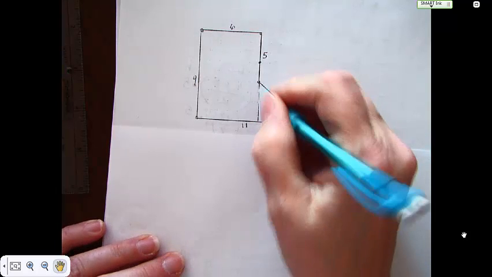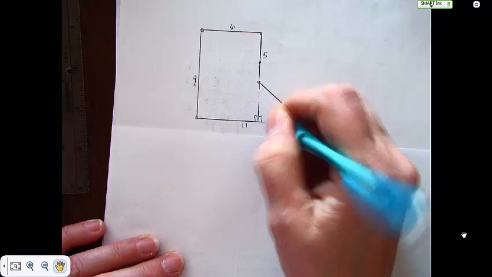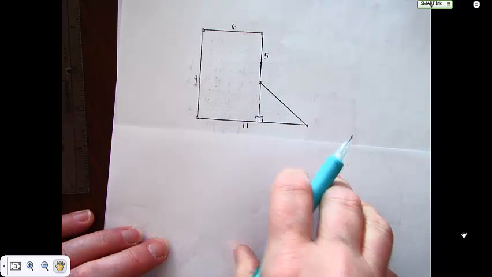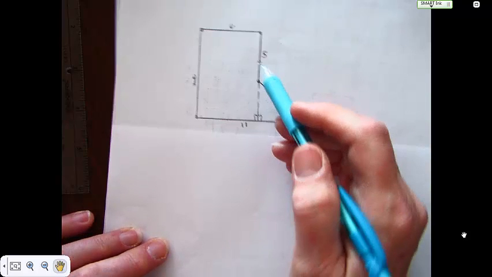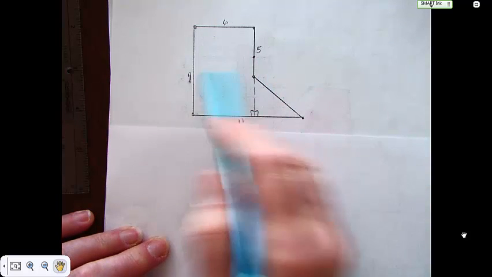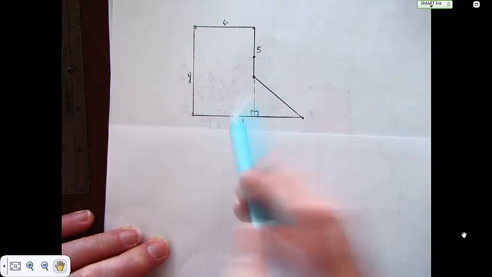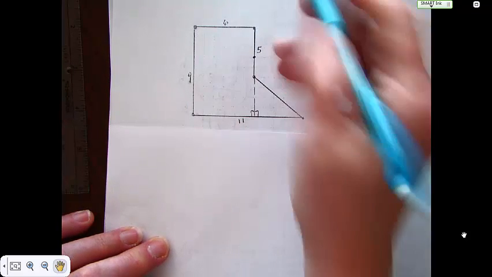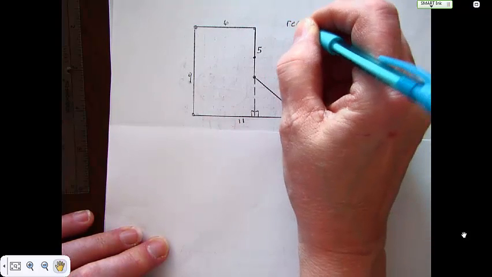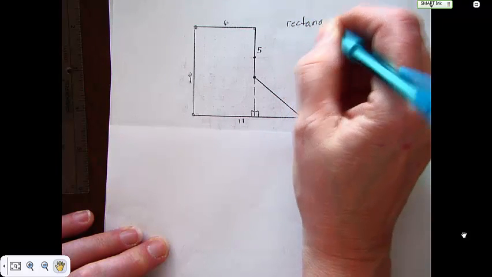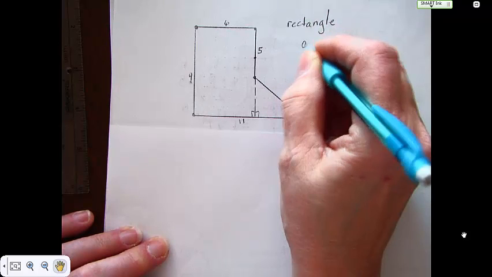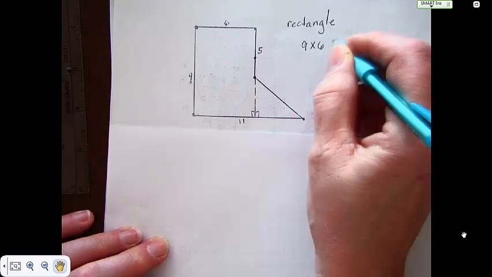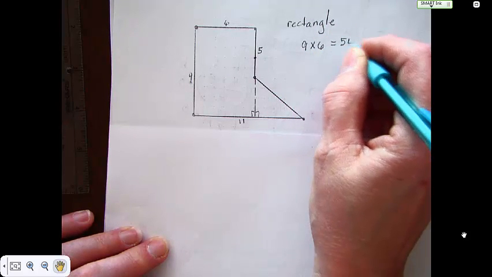Now you've got this a triangle, so I've sent a perpendicular line straight down. Now, we know that this particular unit, that's a rectangle, its measurements are 9 times 6. So the rectangle is 9 times 6, which is 54.